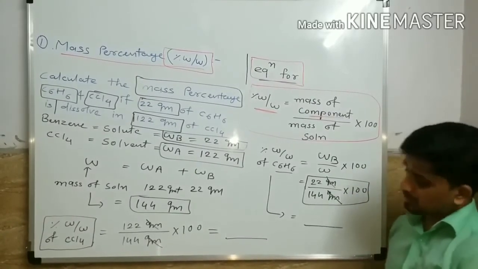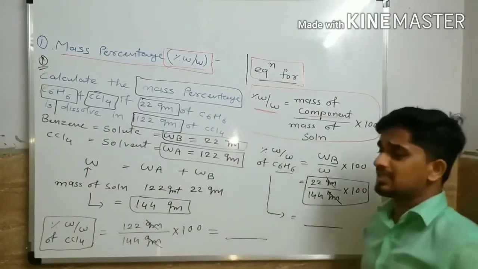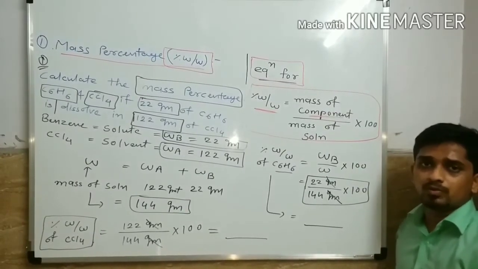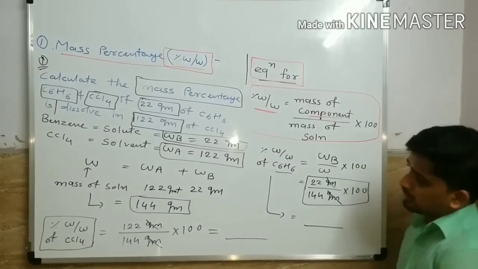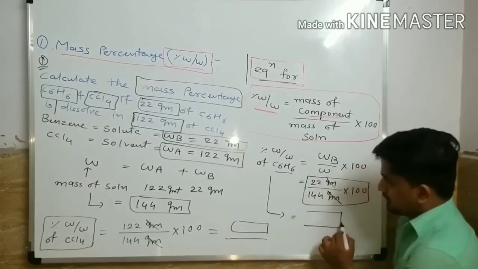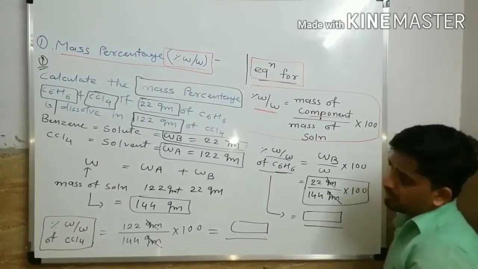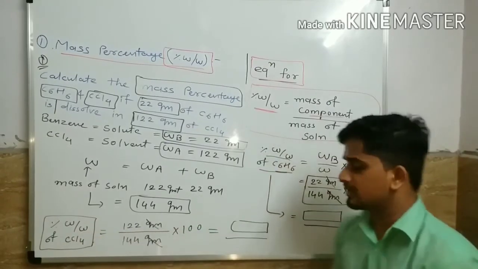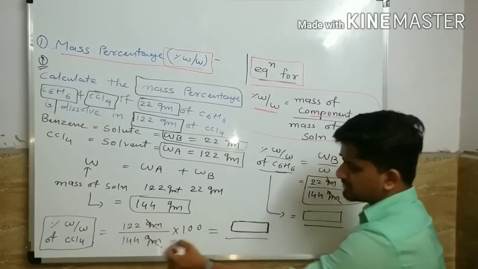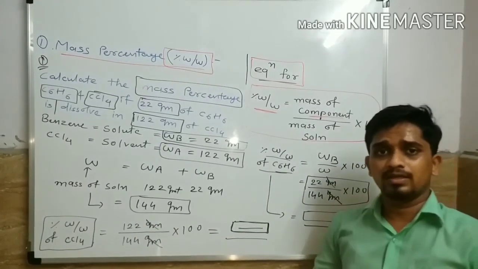Okay, so this is your first numerical. Just take a screenshot and write it down in your notebook. Yes, you have to also comment the answer. You have to comment the answer of percentage of W by W of benzene and also percentage of W by W of CCl4. After calculation, whatever the answer you get, you have to comment in our comment box.